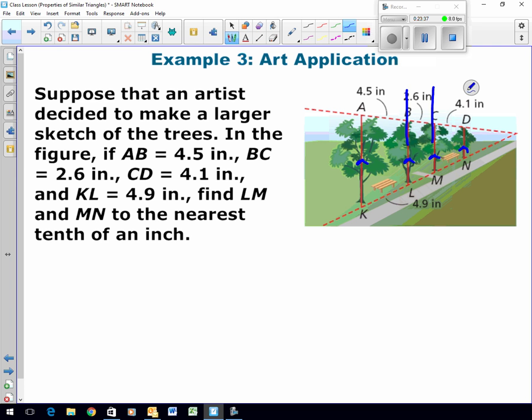This should be 4.5 over 2.6 equal to 4.9 over whatever L to M is going to be. Okay? 2.6 times 4.9. Not very big, you don't have to write it down. 12.74. Divided by 4.5x. DJ, are you right? 2.83.